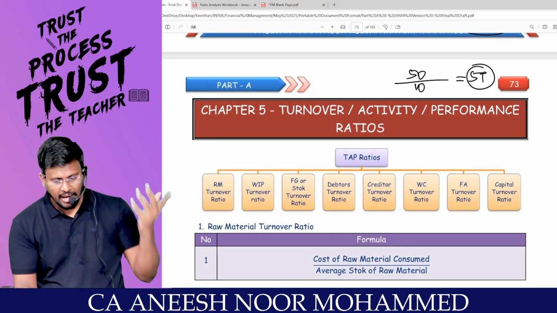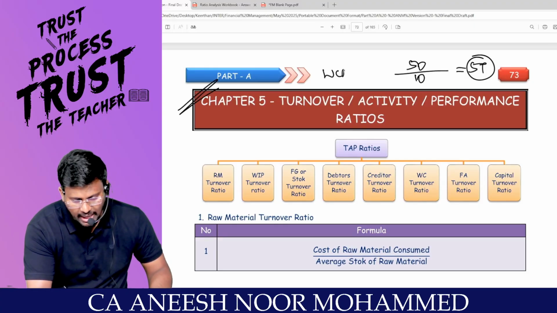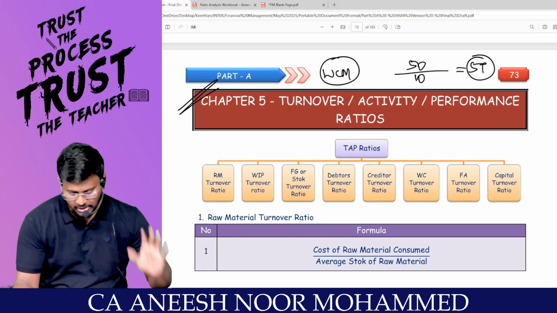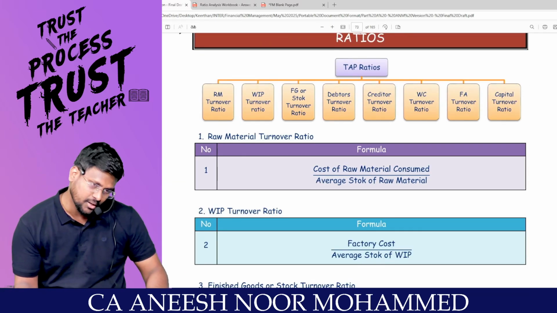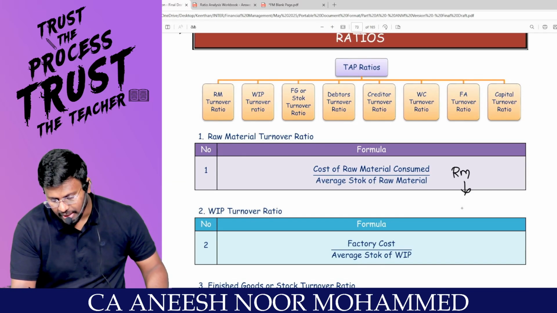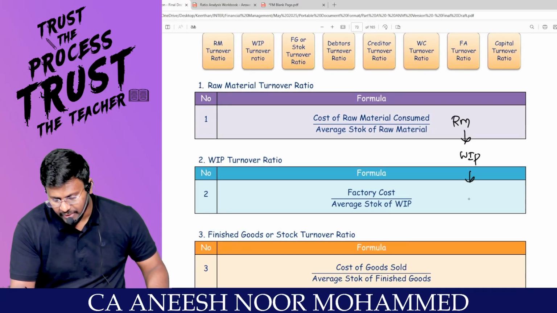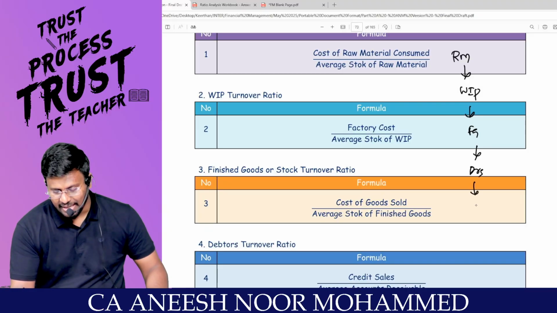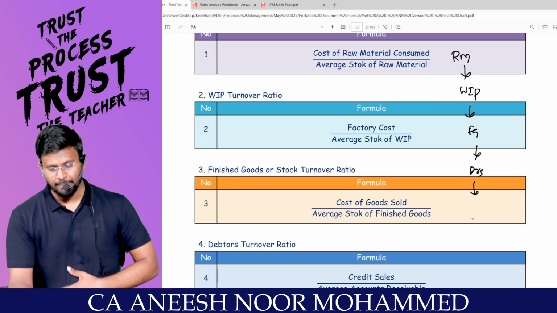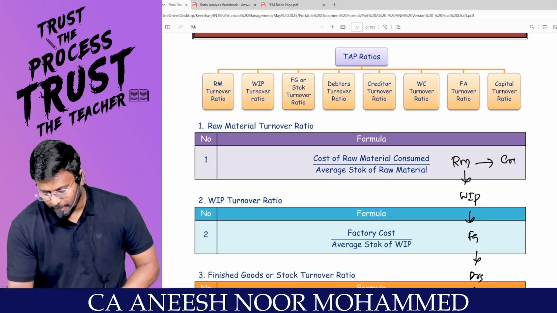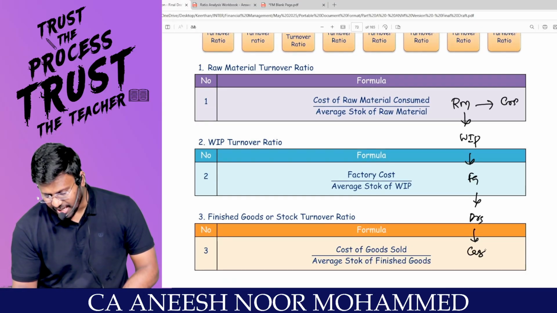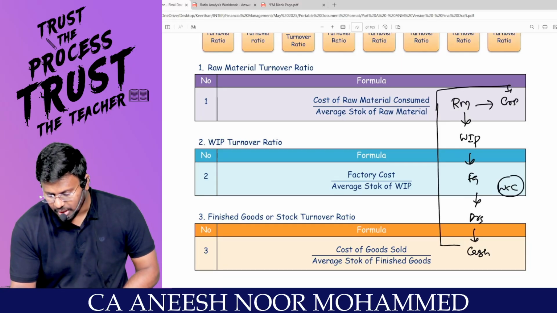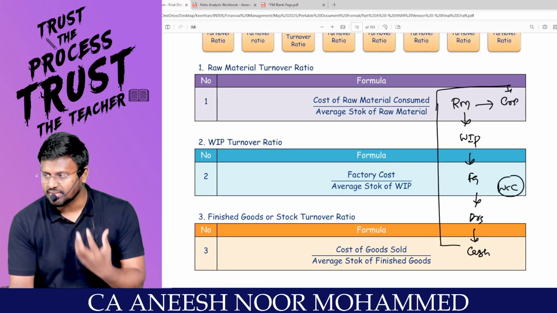Comfortable, sir? I'm coming to the turnover ratios, which is nothing but working capital management. Because in working capital management, there will be raw material. That raw material will be converted into WIP. That WIP will be converted into finished goods. That finished goods will be converted into debtors. This raw material would have been supplied by creditors. And from the debtors, I will get cash, and this cash will be repaid to the creditors. This is called the working capital cycle.